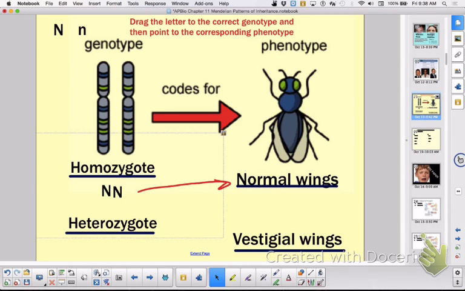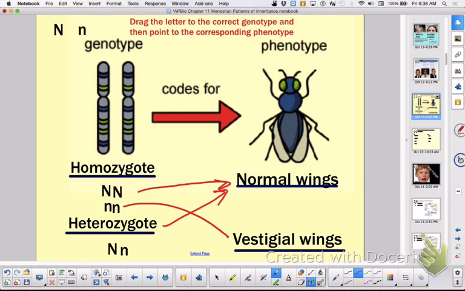If I am big N, little n, that's a what? Heterozygote, but that would still give me normal wings. The only way to get vestigial wings is if I am what? Little n, little n. Yes? Does the order matter for heterozygote? No. Okay? Because you know, you're on either side, right? It doesn't matter. It's just your 2 copies that you have, one from each parent.